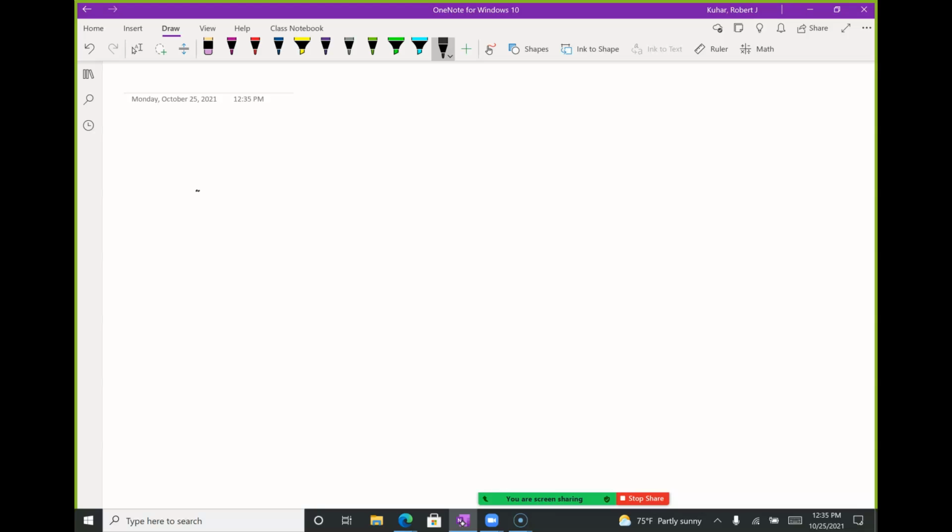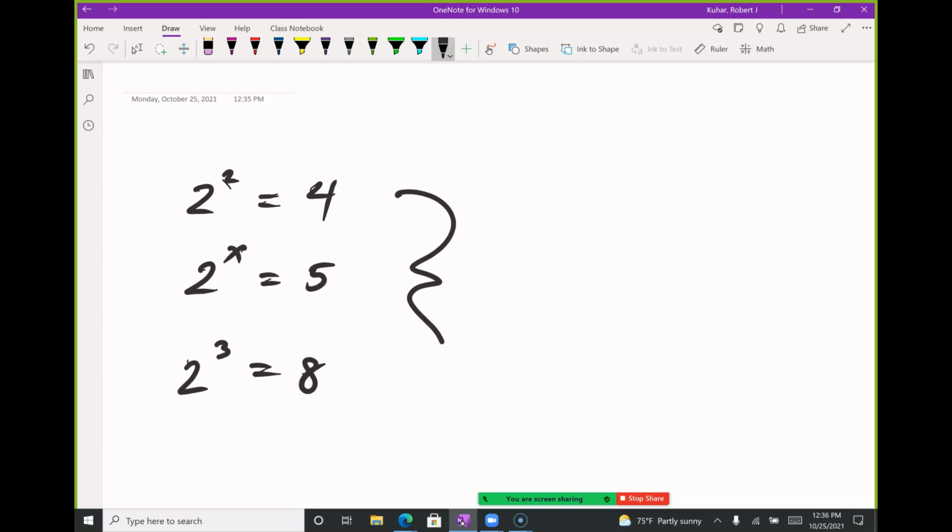So we know what 2 to the second is, that's 4. And we know what 2 to the third is, that's 8. But what if I wanted 2 to the x equal to 5? What could you say to me first? Where do you think that x is? Right, 2 squared is 4, 2 cubed is 8. If I want 2 to some power to equal 5, it's got to be between 2 and 3.